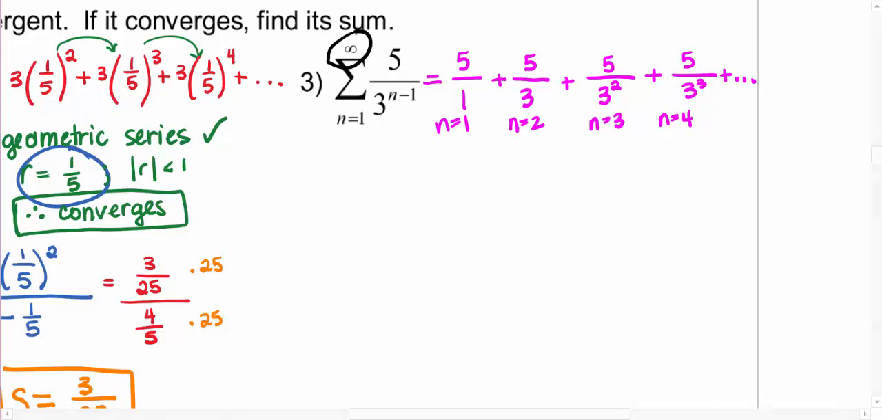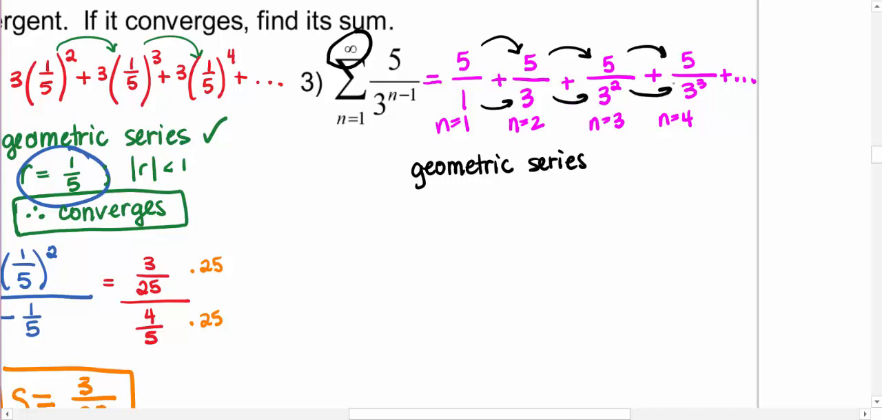Okay, so do I think this is geometric? I'm kind of asking myself that question as I'm writing this down. If it's geometric, I would have a common ratio from term to term. So yep, I'm multiplying by 1 in the numerator and 3 in the denominator, and that trend seems to continue on forever. So yep, it's a geometric series.